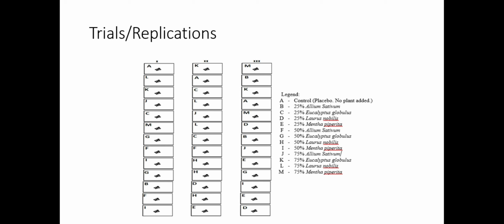So in the first trial, the groups that are being tested are as follows. We have A, L, K, J, C, M, G, F, I, G, B, F, I. So they are randomly selected there. In the second trial, we have K, A, so forth. And in the third trial, we have M, B, K, and so on. So they are randomly assigned in 3 trials. But take note, they are actually being tested at the same time.